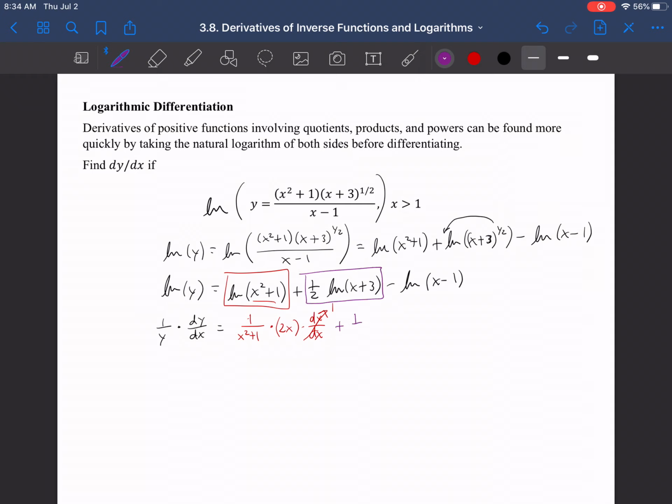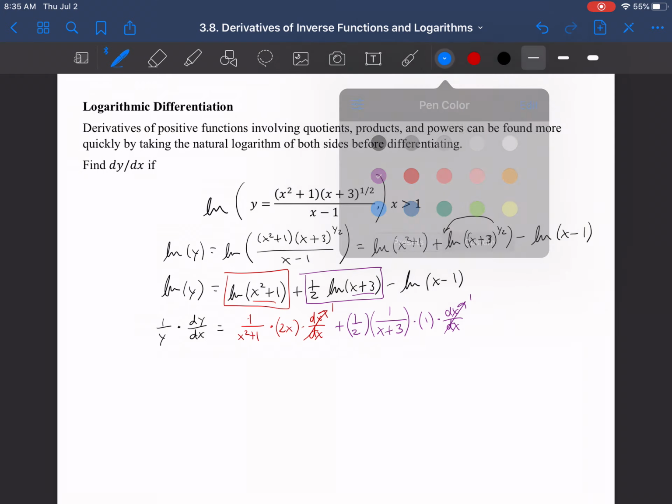So plus, we'll have our 1/2 right out in front. We'll do 1 over x plus 3, that's the derivative of the natural log part, times the derivative of what's inside the natural log, the x plus 3 part, which is just a 1, times the derivative of x with respect to x, which is just 1 as well. Then we've got the last part.